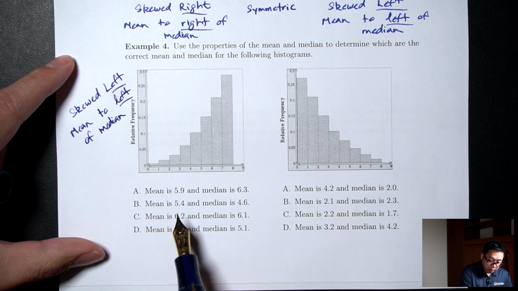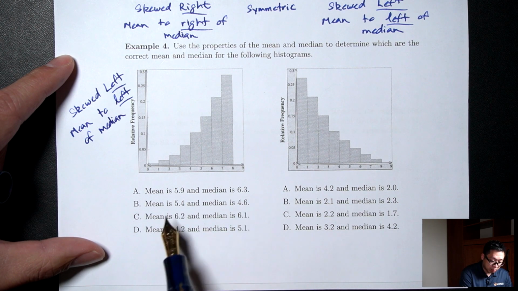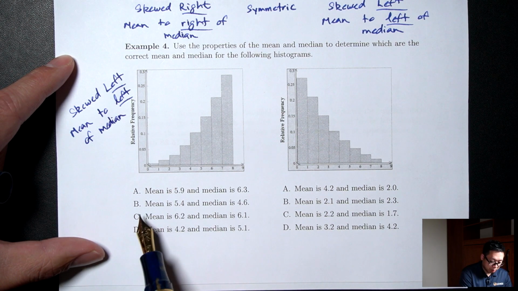B is no good, right? B, mean 5.4, median 4.6. I expect the mean to be less than the median. B is no good.